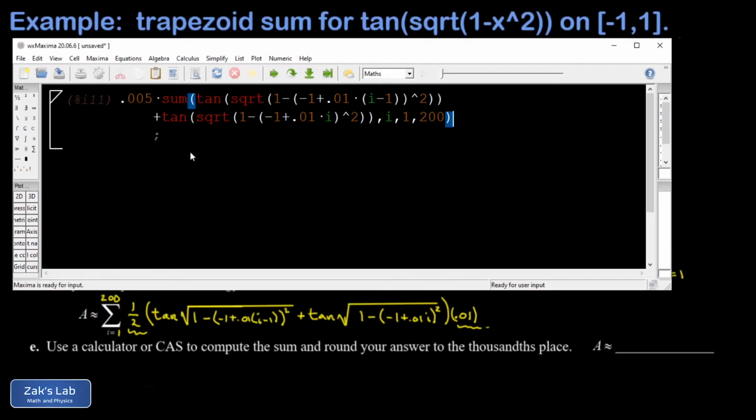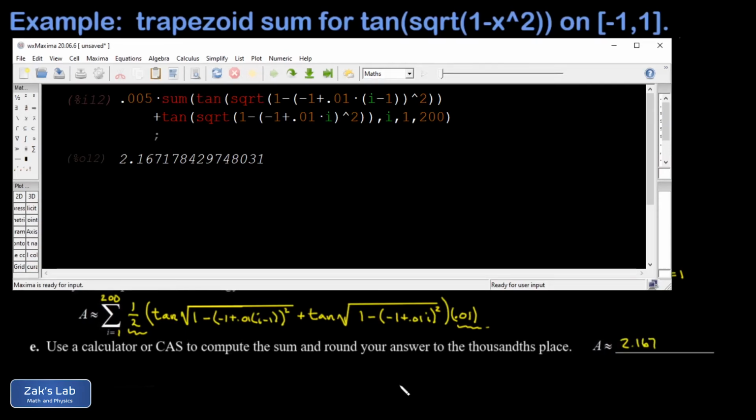Now, in this case, it doesn't cause a problem, but if Maxima was refusing to give a decimal approximation, we could always put the command float around this entire thing and it would turn it into a decimal. But when we hit Shift-Enter, we get a decimal approximation. We're asked to do this to the thousandths place, so we get 2.167.